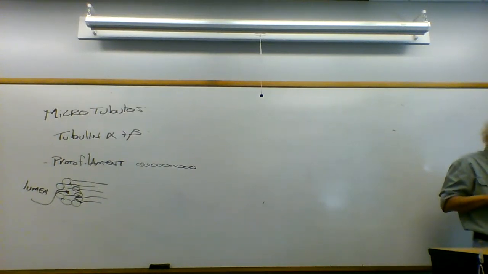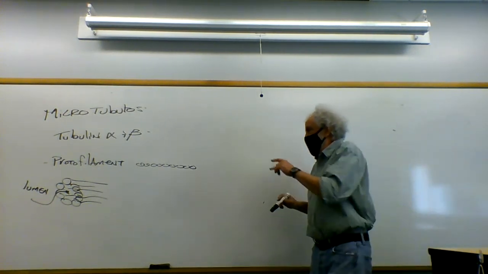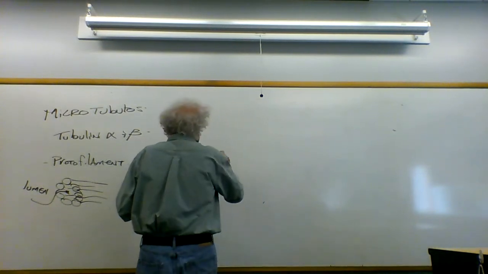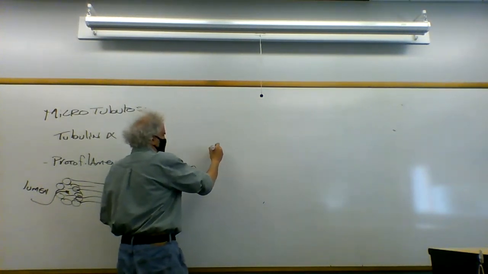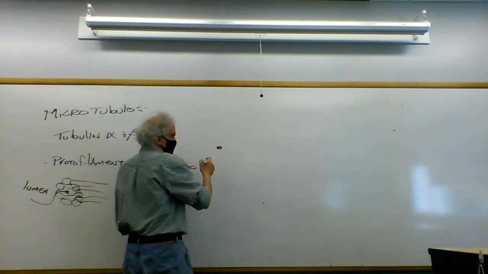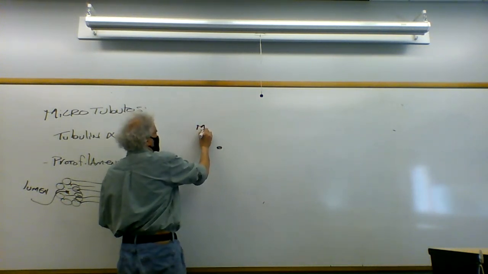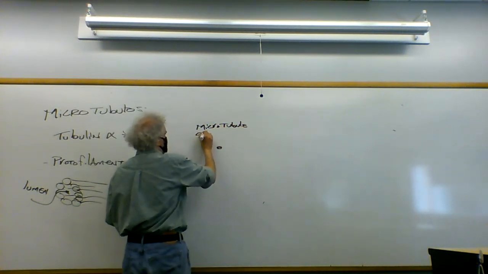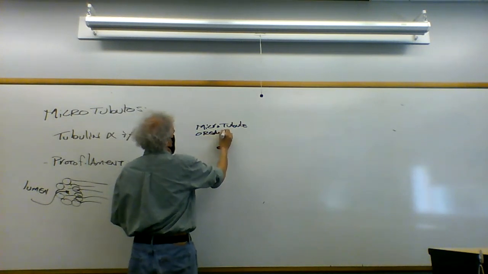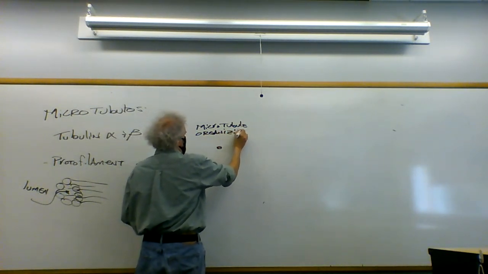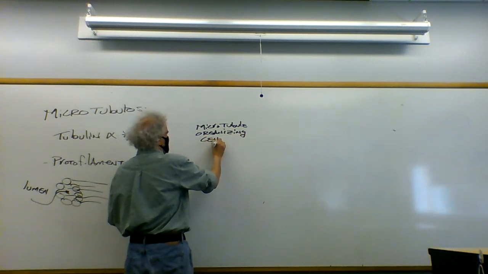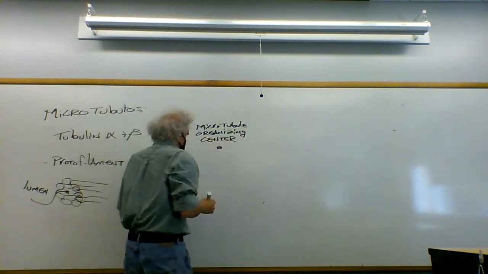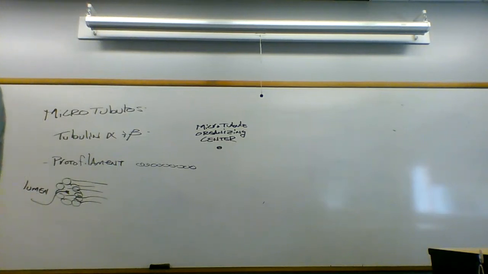Now, one of the things we observe is microtubules have the ability to start out at a spot in a cell that is known as the microtubule organizing center. This is a spot where the microtubules will begin to coalesce and begin growing from.